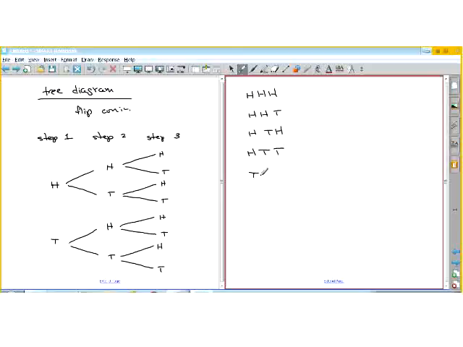And then you have the same thing happen to the next ones. So you have tails, heads, heads. Tails, heads, tails. Tails, tails, heads.